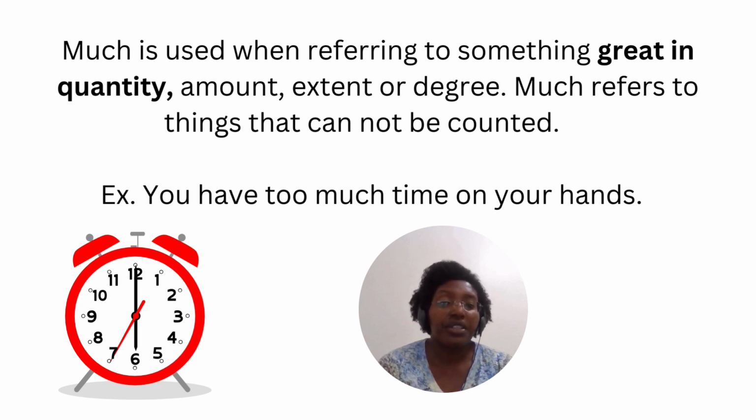Much is used when referring to something great in quantity, amount, extent, or degree. Much refers to things that cannot be counted, like time. You have too much time on your hands. You cannot say many time. Can we count time? No, we can't. We don't say one time, two time, three time. No, we don't count time. So we have to say much time.